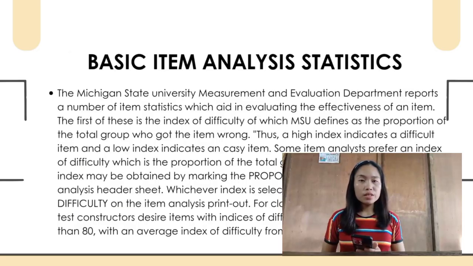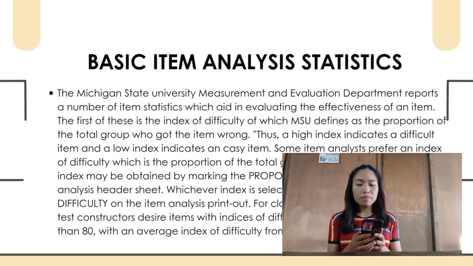So good day everyone. Now let's talk about the basic item analysis statistics. According to research, the Michigan State University Measurement and Evaluation Department reports a number of item statistics, which aid in evaluating the effectiveness of an item. The first of these is the index of difficulty, which MSU defines as the proportion of the total group who got the item wrong.